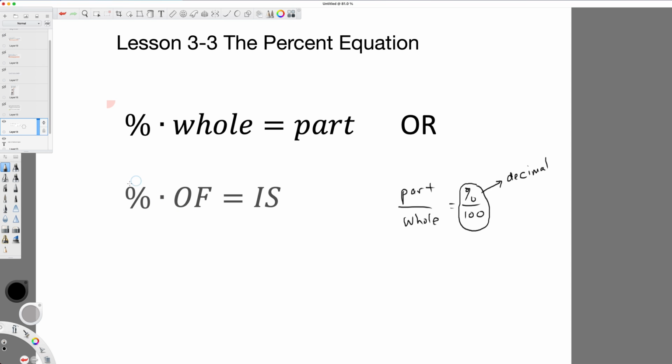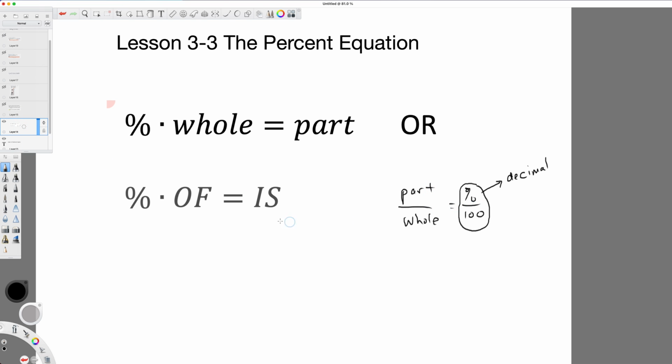Now, we have a second variation. This is like the Motley Eyes version here. On the problems that are really generic, sometimes it may not be obvious what's the whole and what's the part. So this is just a way of thinking about it. The percent of something is something. So the percent of the whole equals some part, while the percent of something is something.